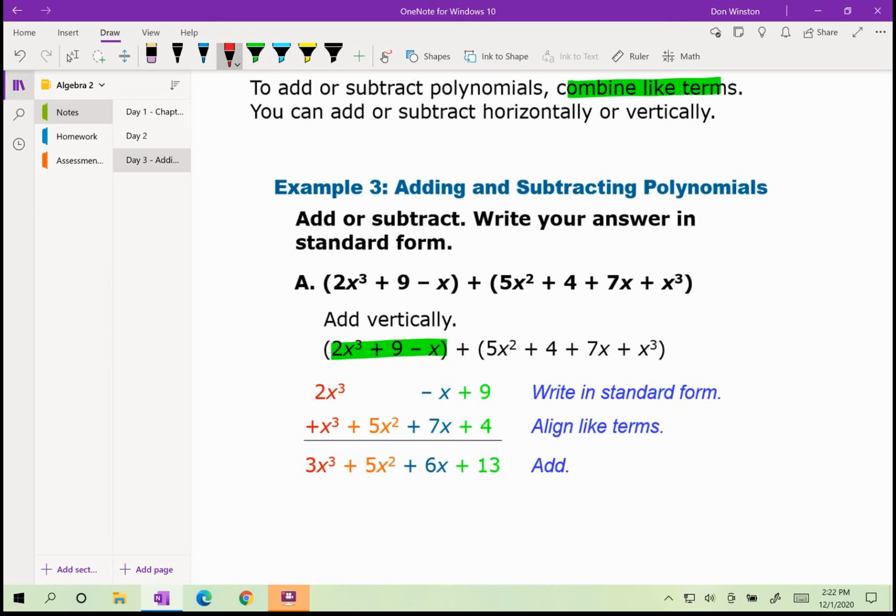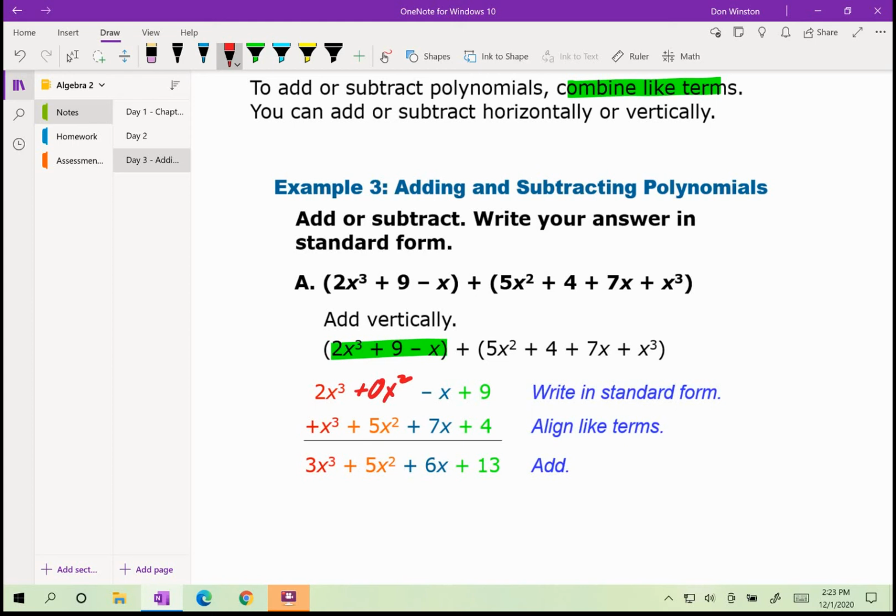Now, I tell students that if you're missing a term, include it, because you will see when we do division that will be really important. So I like to emphasize that right away: include the missing terms. What do I mean by missing terms? Well, I have 2x cubed plus 9 minus x, but it doesn't have an x squared. So I'll make room for that x squared and use 0. So plus 0x squared, and then minus x plus 9.